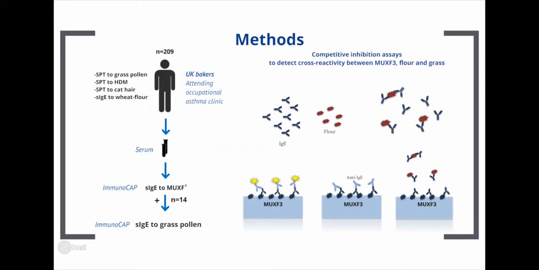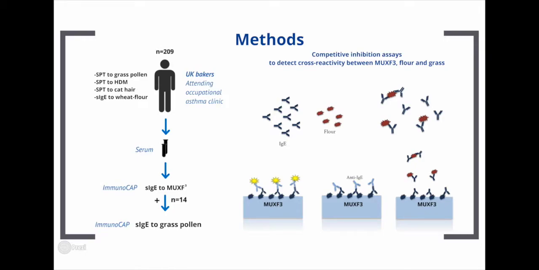So on to the methods. We took 209 UK bakers attending our occupational asthma clinic and performed skin prick testing for sensitisation to grass pollen, house dust mite, cat hair and flour. We further obtained serum samples from those bakers and using ImmunoCAP technology determined those with specific IgE to a common CCD, MUXF3. In the 14 bakers with specific IgE to MUXF3, the CCD, we further tested for specific IgE to grass pollen. We then performed competitive inhibition assays to detect cross-reactivity between MUXF3, flour and grass.